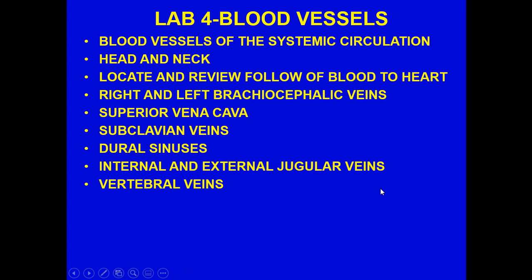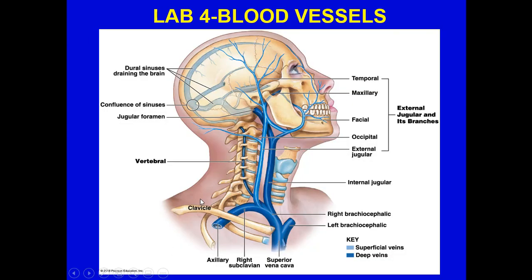Now, let's deal with blood vessels of the systemic circulation, focusing again on the head, but this time we're going to be dealing with bringing blood back to the heart. So, right and left brachiocephalic vein, superior vena cava, subclavian vein, dural sinuses, internal, external jugular veins, and vertebral veins. As you can see here, the blood comes around through these dural sinuses, meets at a confluence of the sinuses, drains into the jugular foramen, and you also have an entry here by the vertebral vein.